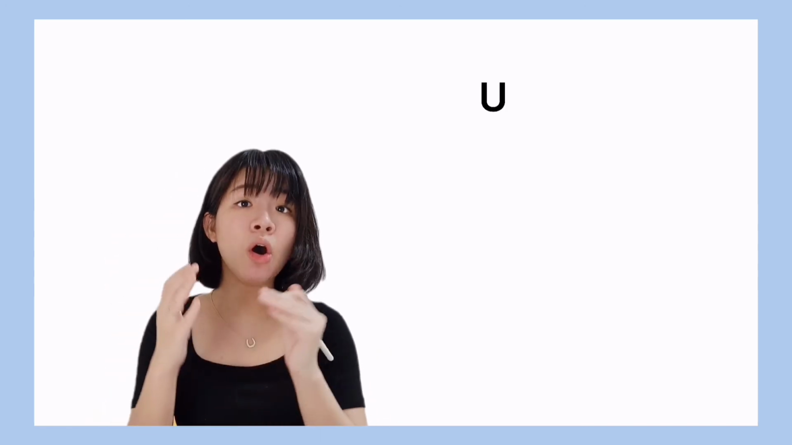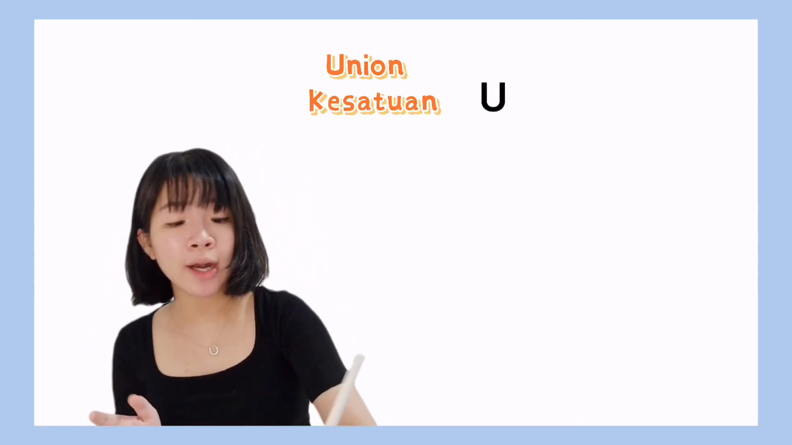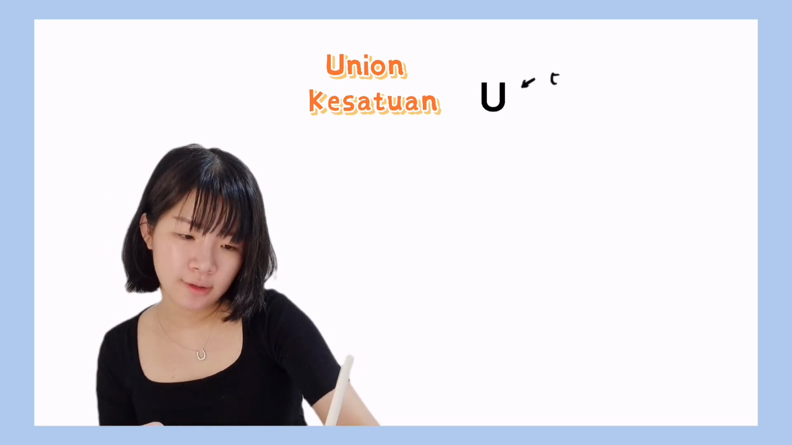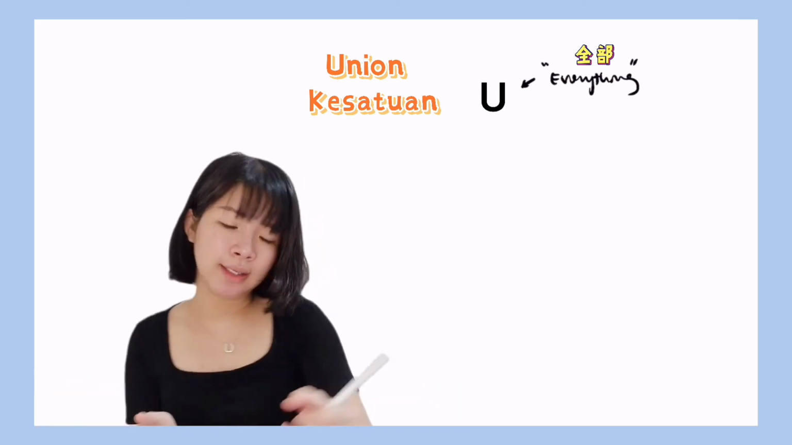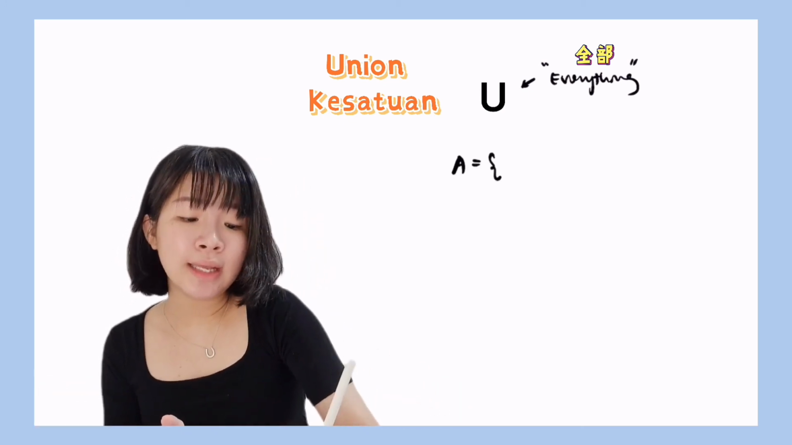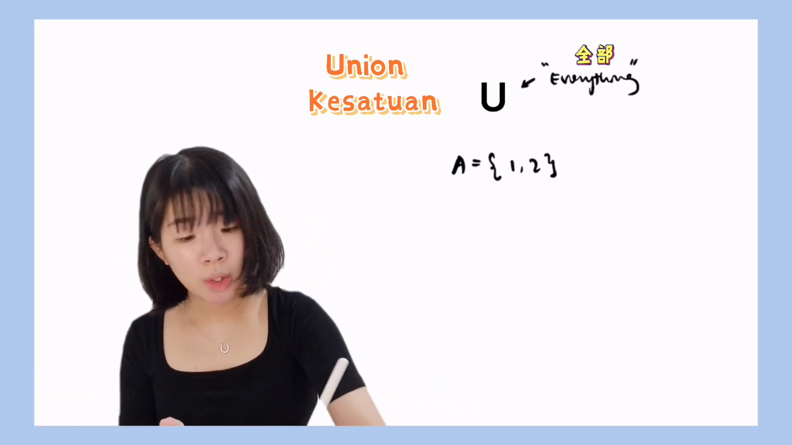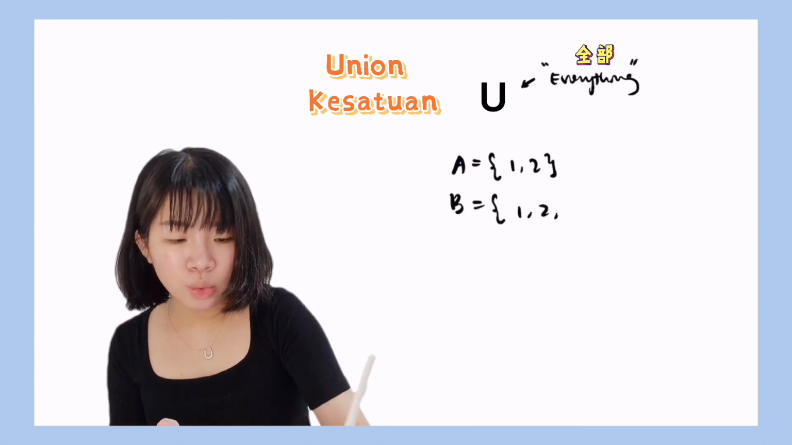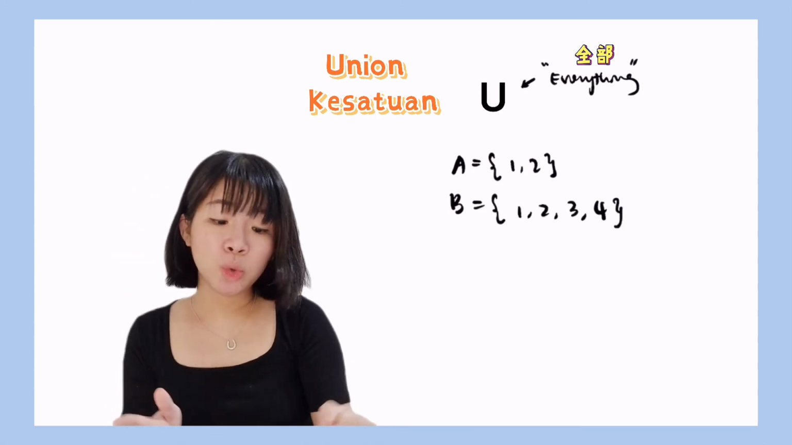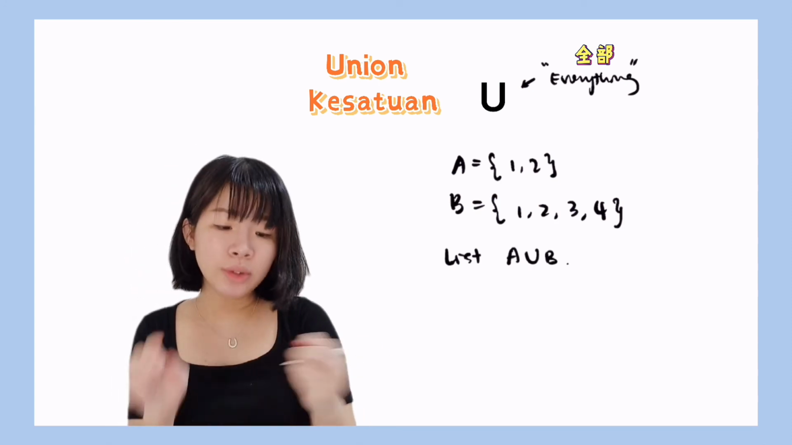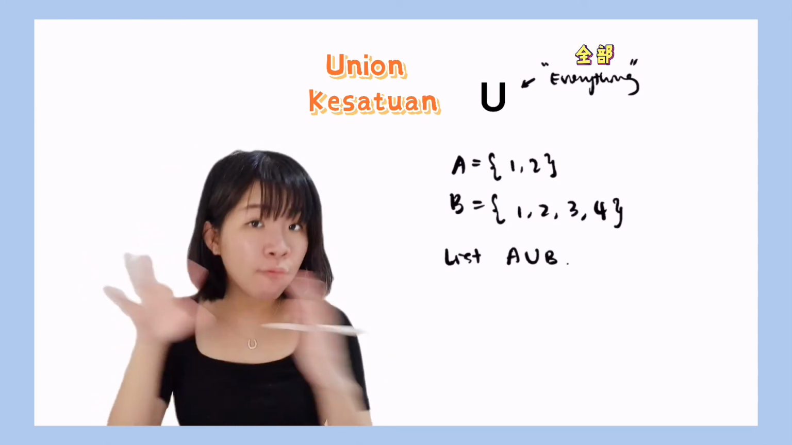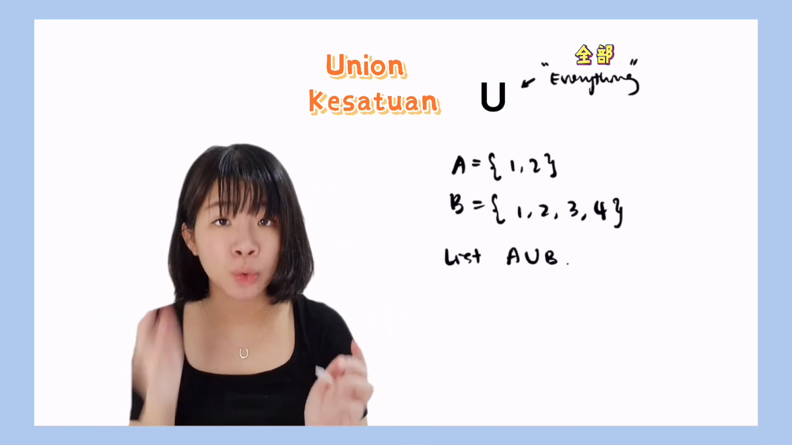The last symbol that you need to know is this. So this symbol is called union, kesatuan. You can understand this symbol as everything. Okay, you want everything. So for example, if I tell you set A as 1, 2, set B 1, 2, 3, and 4. So the question asks you to list A union B. So when you see this symbol, union, meaning everything in set A and set B, you want it all.